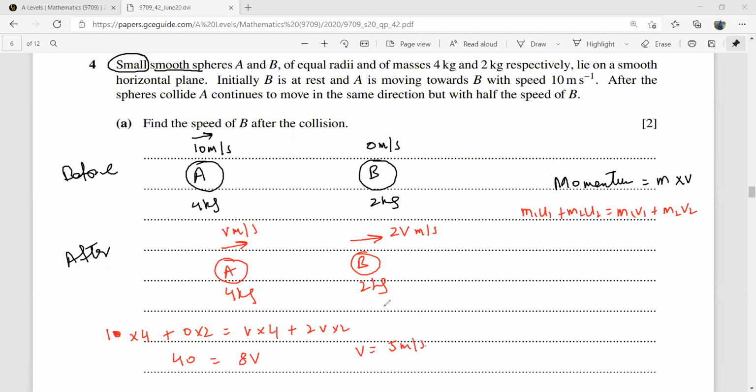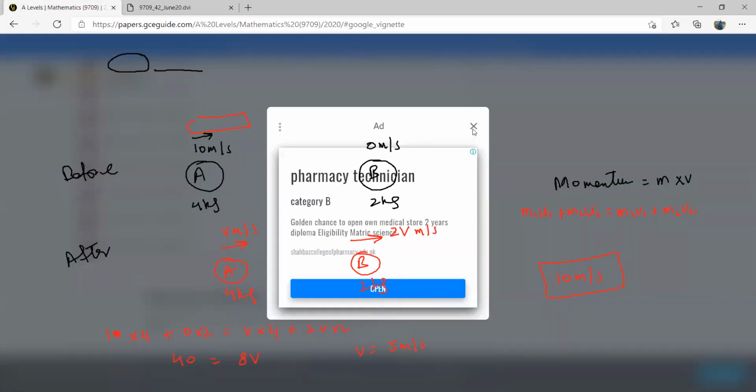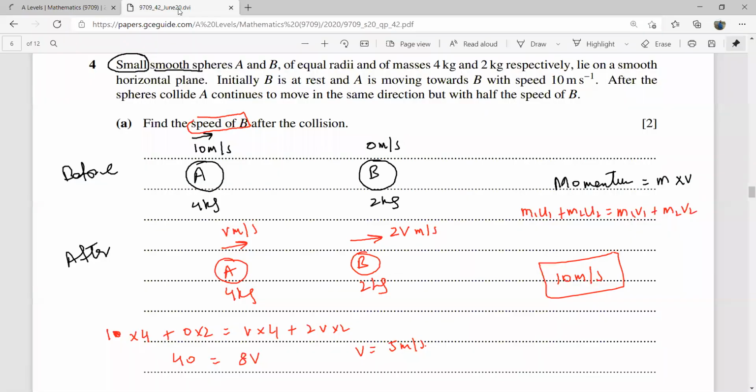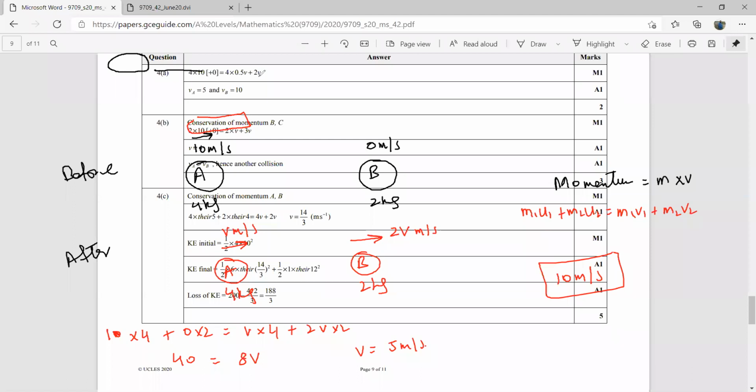So he was asking for the speed of B after that collision. So the speed of B is going to be 10 meters per second. After that collision, B is going to move with the speed of 10 meters per second. Let me keep on checking the answers with this. I believe the answer would be correct. This is VB, which is 10 meters per second.